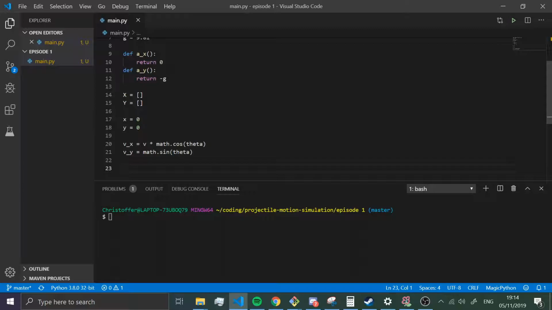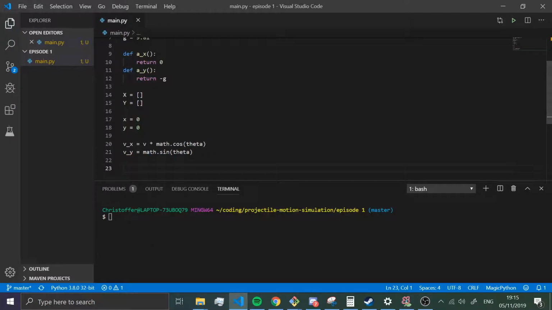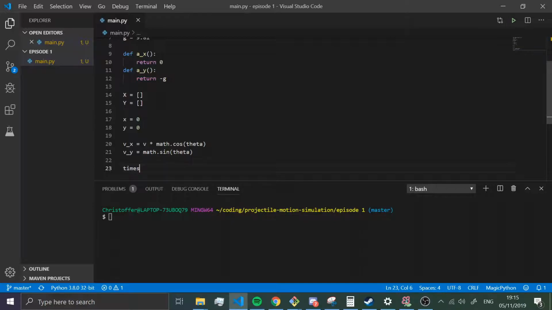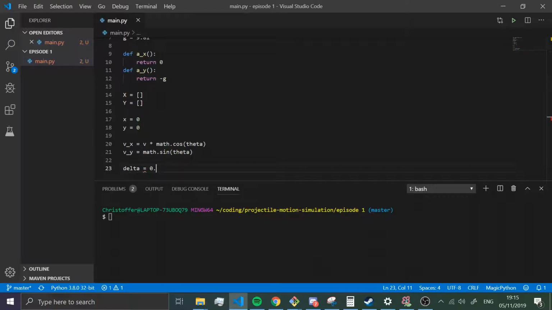Alright, now we need a loop because we're going to be computing many coordinates, right? So to start with, we'll just do a for loop with a set number of iterations, and then we'll go from there. We also need a time step. That'll be essentially the delta t from what we were doing over here earlier. This delta t needs to be small. Let's call it delta, 0.001.